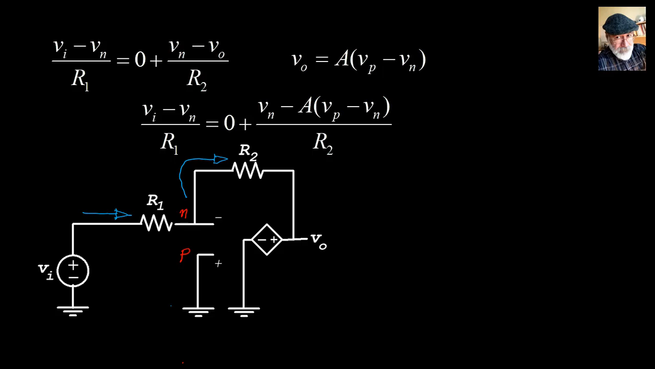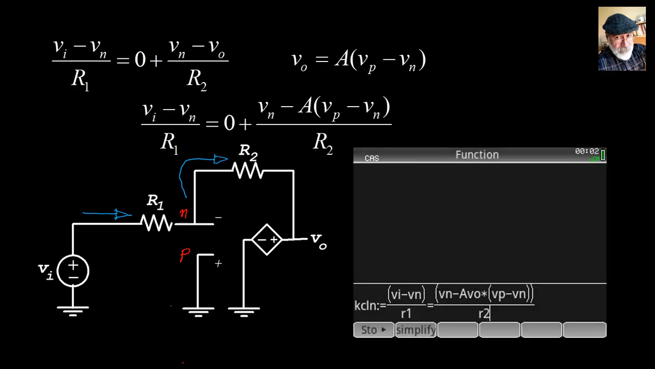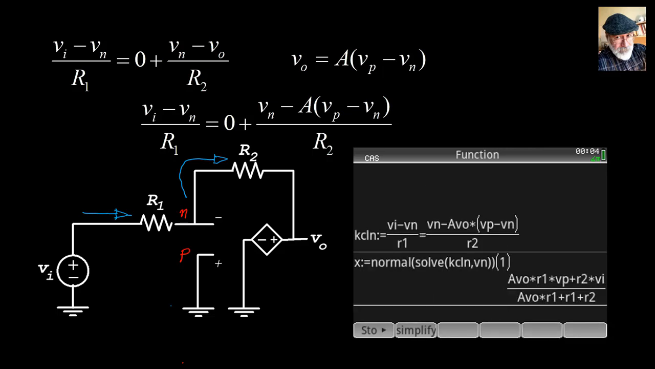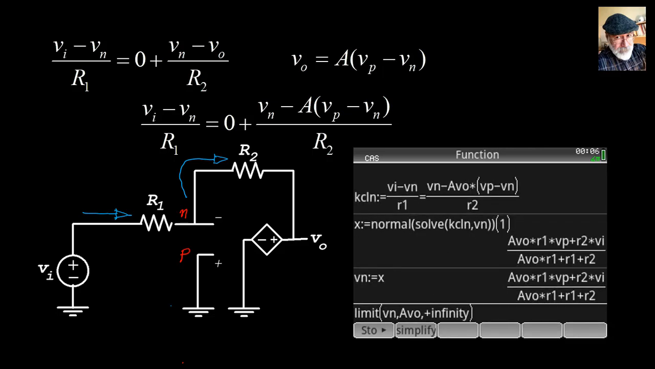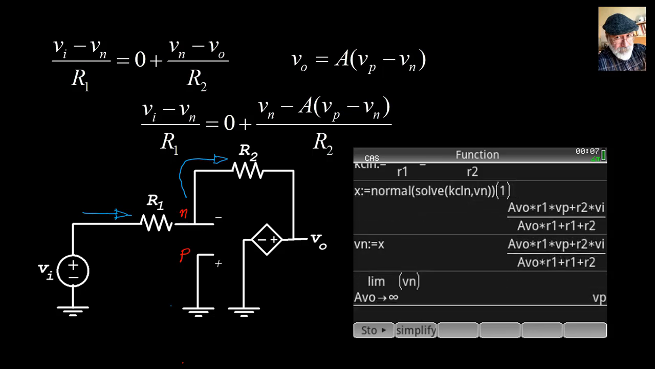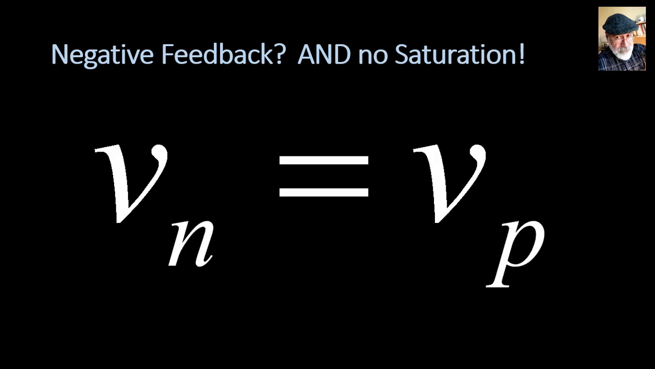You don't trust my math? Let's use the HP Prime instead. There is your KCL equation, solve for Vn, and find the limit of Vn as A tends to infinity. And what is it? Vp. Same as before. If A tends to infinity and there is negative feedback and the op-amp is not saturated, Vp is equal to Vn. Negative feedback, no saturation, Vn is equal to Vp. That is the most important equation we've found so far.